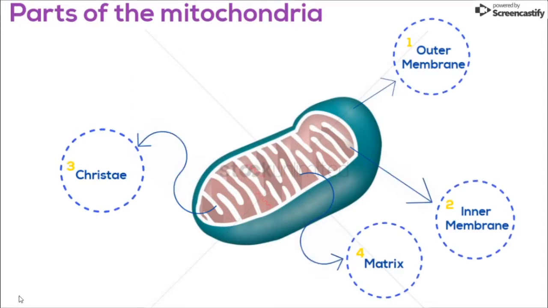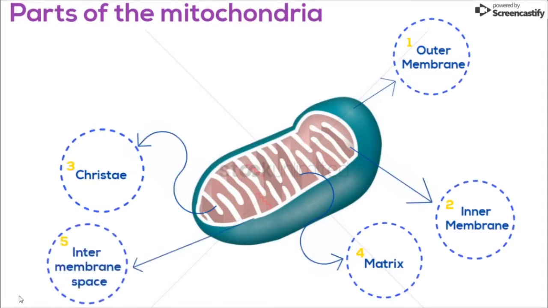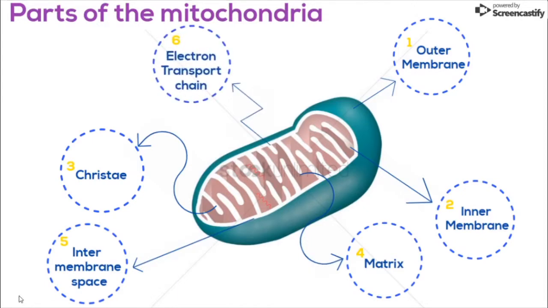After that, we have the intermembrane space, which is a space between the inner and outer membrane. The main function is oxidative phosphorylation. This has a different concentration than the inner membrane.